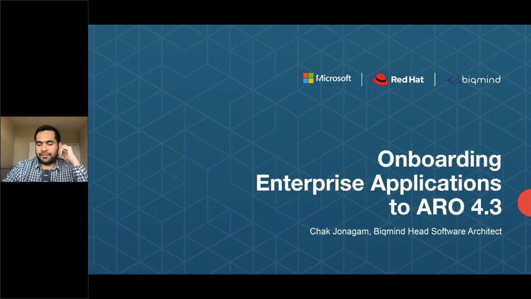In this, so far we have seen from my Red Hat and Microsoft colleagues why you should be considering ARO from a business perspective, as well as what's new in OpenShift 4.3 or ARO 4.3. I'll be mostly taking you through the journey of why you should consider ARO for technical reasons, as well as most of the steps in onboarding enterprise applications to ARO.